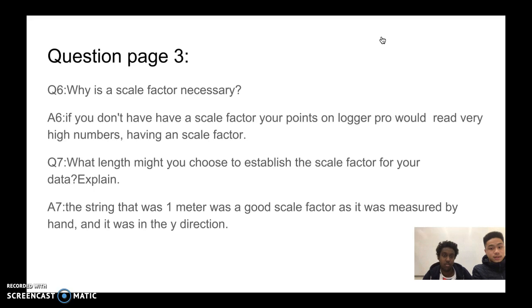And what length might you choose to establish the scale factor for our data? The string was 1 meter as a good scale factor, because first we tied it around the wood block, and then we let down the metal ball, and from that we hand measured how long 1 meter would be for the string.